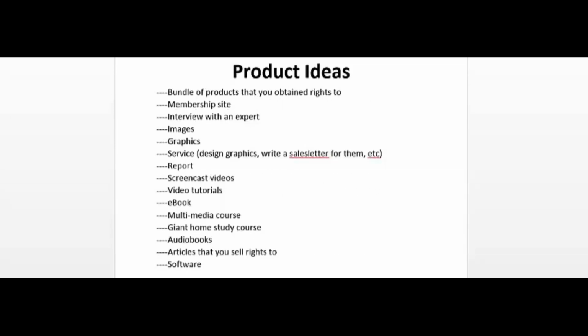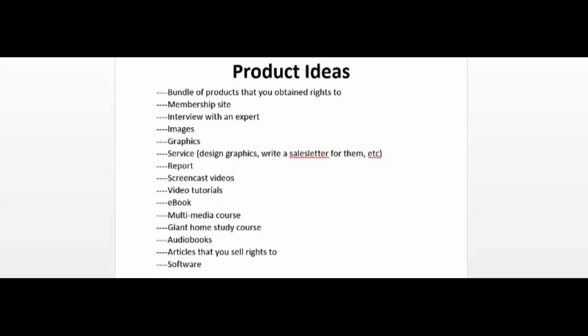Now let's go over some product ideas here. I've listed quite a few here, and I'm just going to quickly go through each of them. The first one I have here is a bundle of products that you obtain rights to. So if you want, you could get resale rights or private label rights to several products and sell them off as a package to other marketers. Now, where do you find these products with rights? You could do a Google search. My favorite place to find free products with rights is at warriorplus.com.